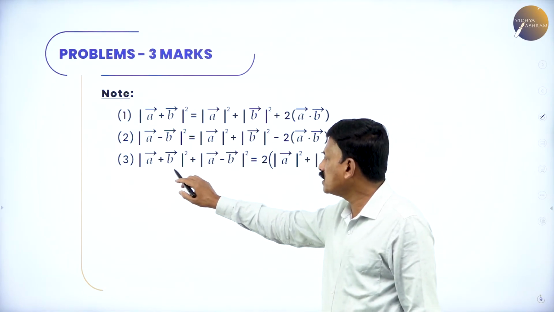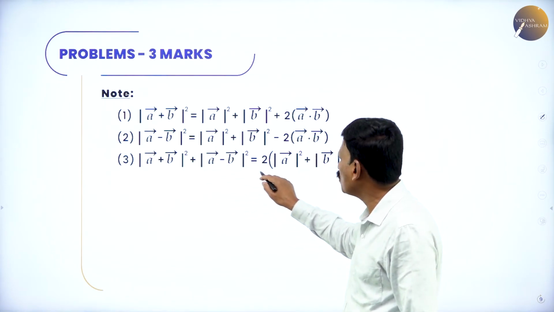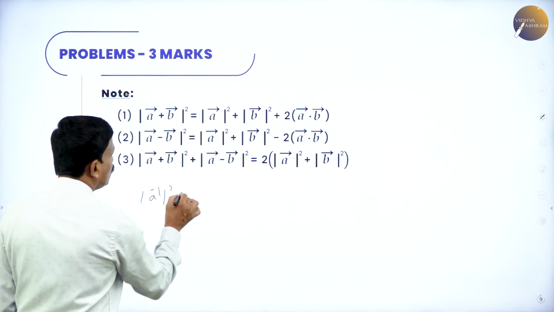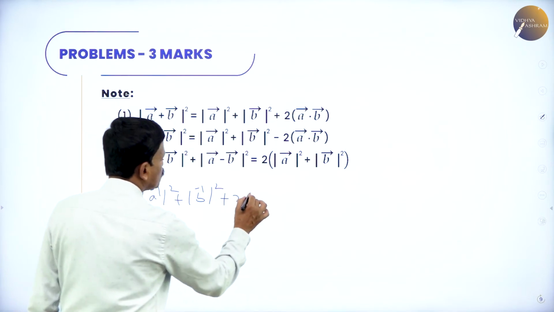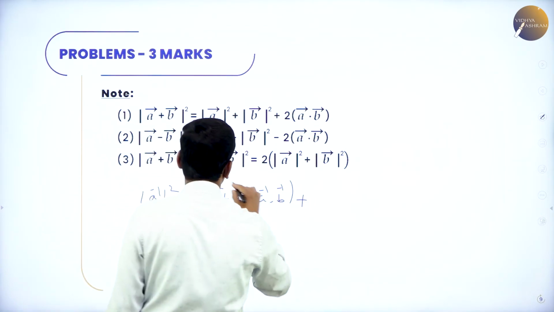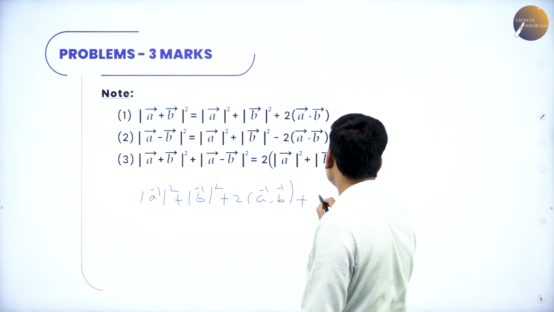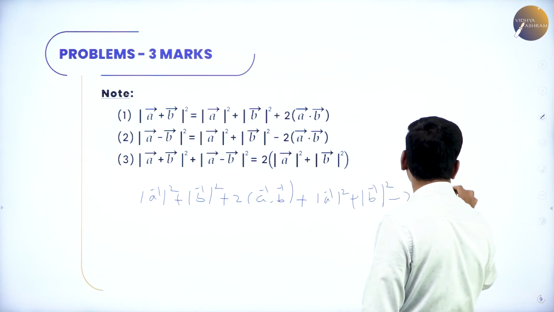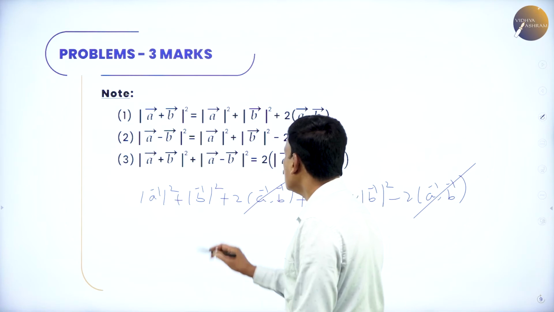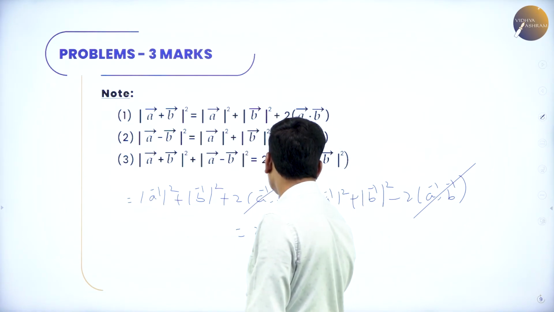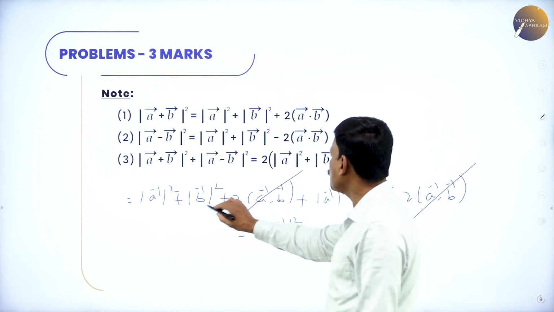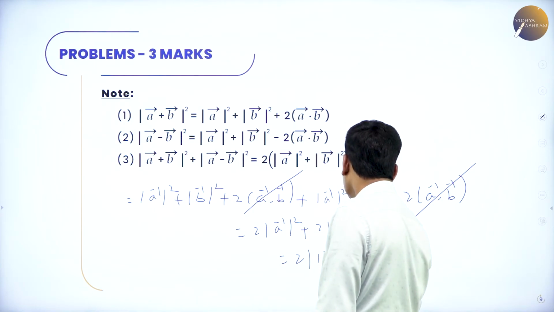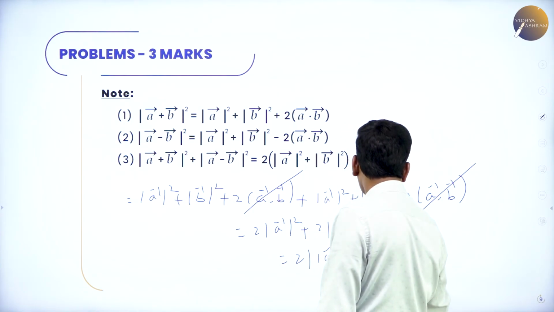And if you want, length of a + b whole squared plus length of a − b whole squared can also be written as, if I add these, what is length of a + b whole squared? Length of a squared plus length of b squared plus 2 times a · b, plus, what is length of a − b whole squared? Length of a squared plus length of b squared minus 2 times a · b. So these two get cancelled. So what we will have: length of a squared plus length of a squared is 2 times length of a whole squared, plus 2 times length of b squared. So if you want, you can take 2 as a common factor: this is length of a squared plus length of b squared.